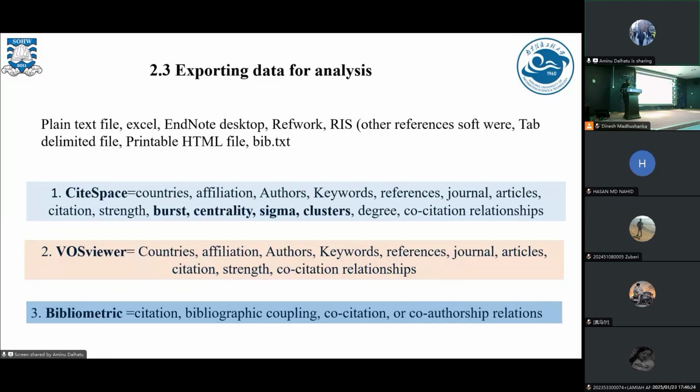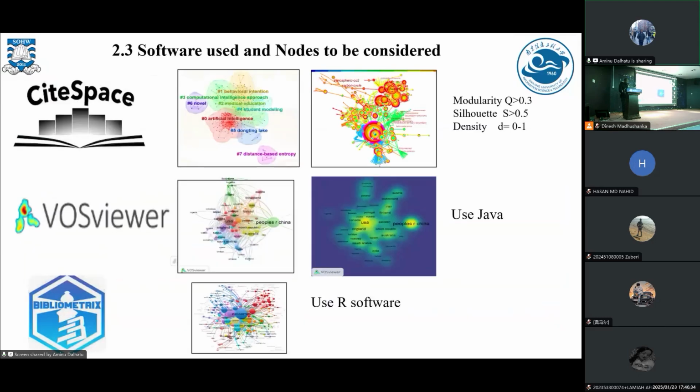To find that, you have to download the papers from the sources we listed in the last slide. These are the two software that I use to study my review.